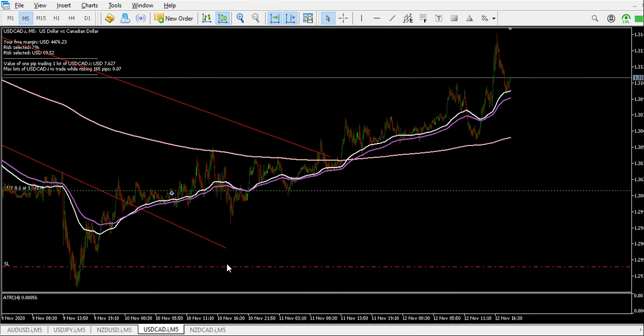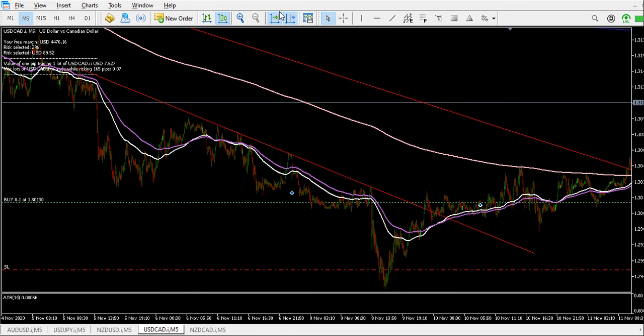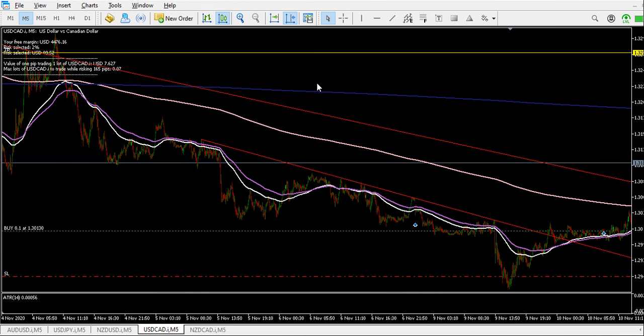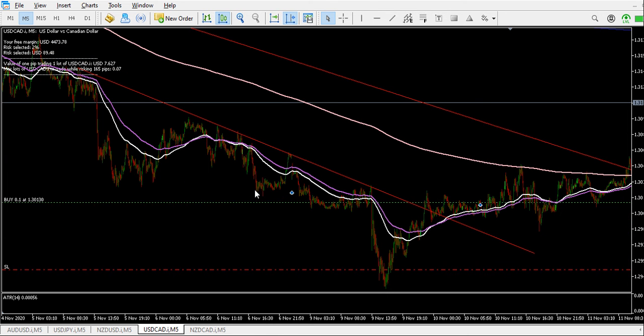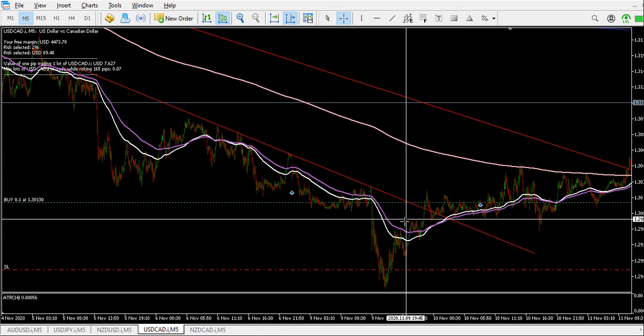On the US dollar CAD, this is one of the markets that is moving like how I wanted it to. So this is the Monday opening. It opened still very much down. And the market broke the low just how I was waiting for.